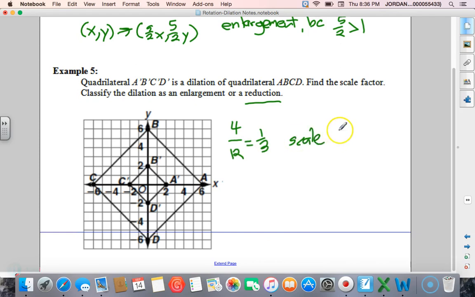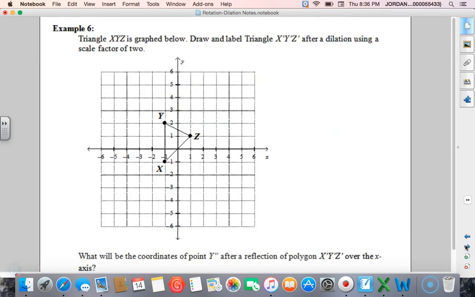So that is our scale factor. Scale factor is always the length of the image divided by the length of the pre-image. And as you can see, the scale factor is 1/3, which is less than 1, which means it's a reduction. Whenever it's bigger than 1, again, it's an enlargement. So that one is definitely a reduction. Let's keep on cruising. Last example here.